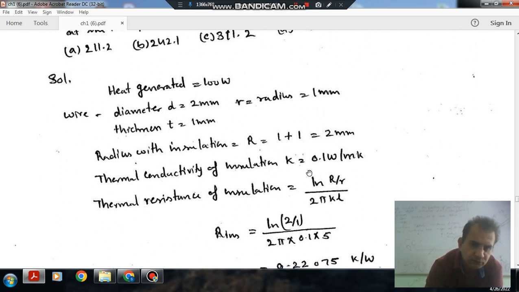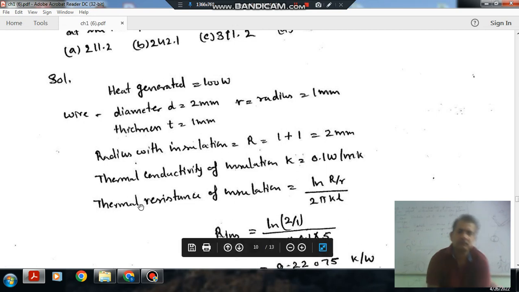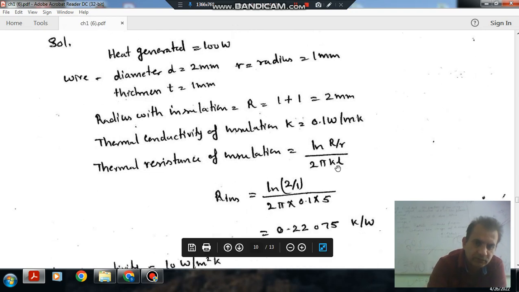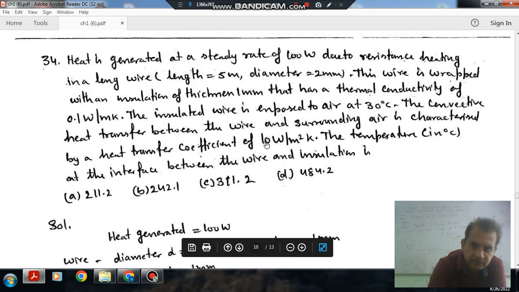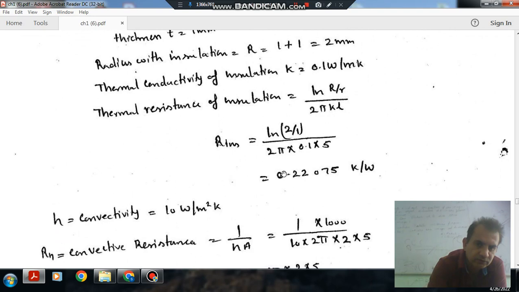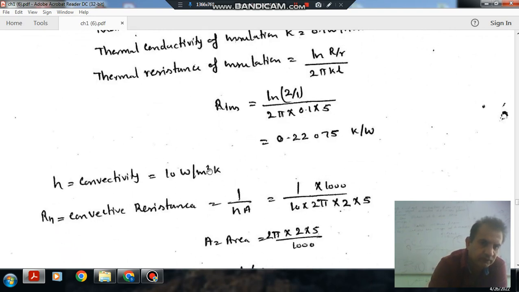The thermal conductivity of the insulation is 0.1 watt per meter per degree Kelvin, and the thermal resistance in cylindrical coordinates is given as ln(R by r) divided by 2 pi K L, where R is the outer radius of the insulation and small r is the inner radius of the insulation. K is 0.1 and length is 5 meters. So the insulation resistance will be 0.22075 Kelvin per watt.